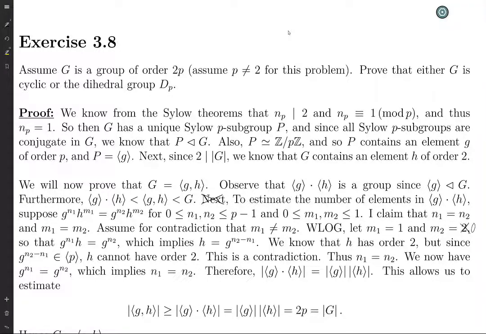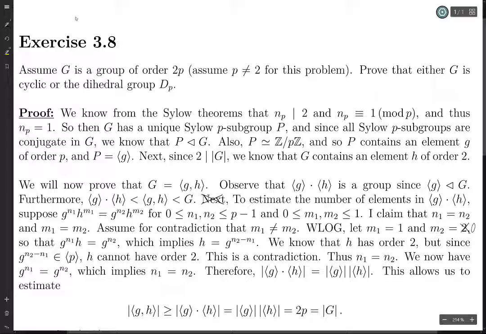Alright, let's talk about dihedral groups. So we're going to let G be a group of, well, I guess not dihedral groups. Groups which are either dihedral or cyclic. So anyways, we have a group of order 2p where p is a prime which is not 2. And we want to prove that either G is cyclic or dihedral.